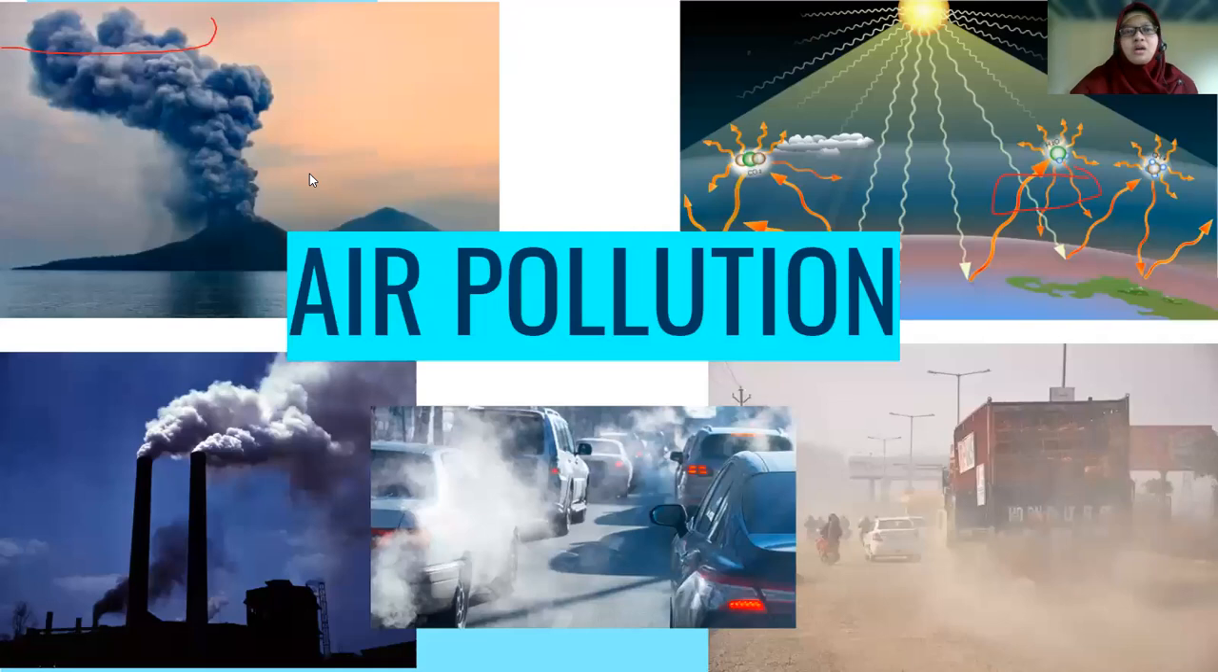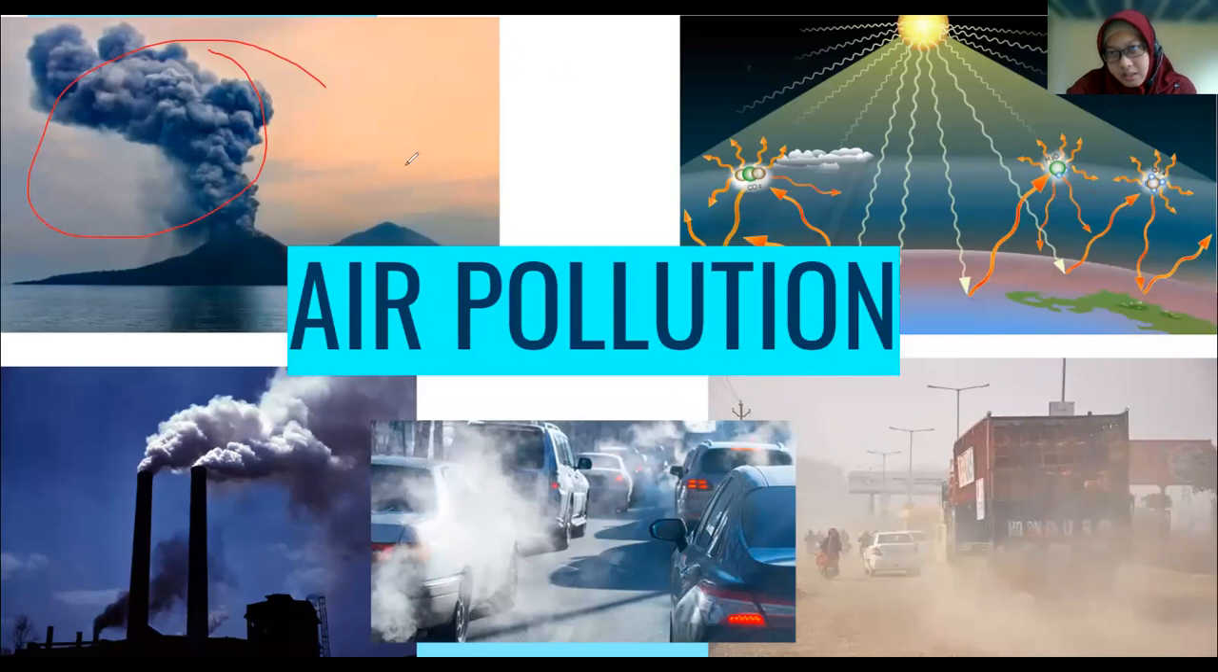So these are the images that I put here. The first one is the volcano, the ash. It can pollute the air. The second one is the greenhouse gases. These are also the smoke from the factories. This is the smoke from the vehicles, and these are the dust. So all of these are air pollution.